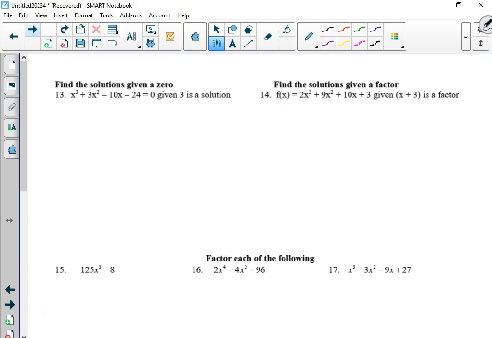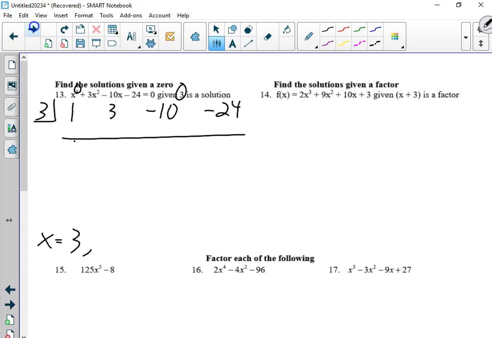Now, find the solutions given a 0. So we know 3 is a solution. So 3 is going to go in our box. In fact, down here, I'm going to go ahead and say 3 is one of my 3 solutions. Remember, the highest exponent tells me how many solutions there will be, real or non-real. Now, I have my cubed term, I have my squared term, I have my x to the first term, my linear term, and I have my constant.